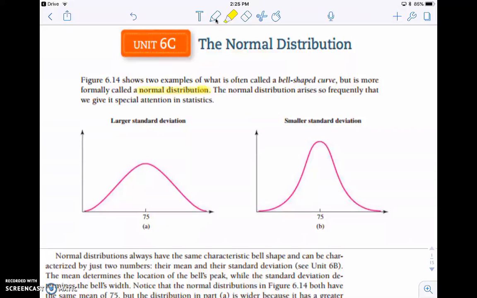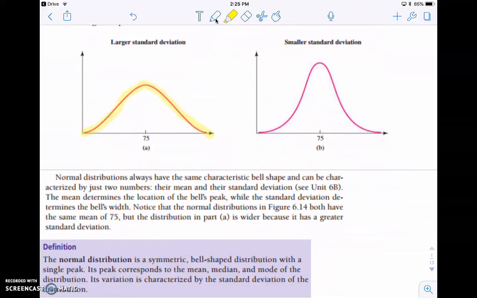And the normal distribution, we call it a bell curve because it tends to look like a bell. It's got one peak, and that peak can either be really steep or more spread out depending on the size of the standard deviation. If your standard deviation is small, you're going to get a higher peak. If it's larger, it's going to spread out the data more and bring that peak down.